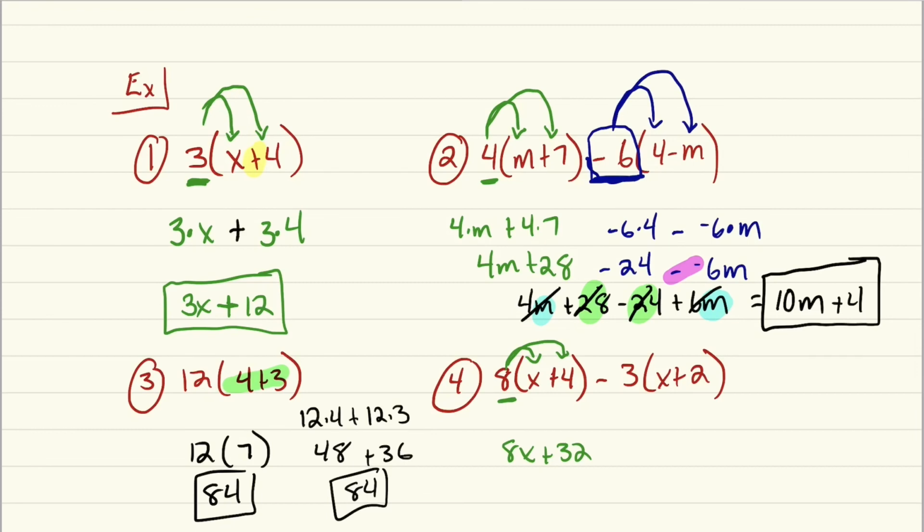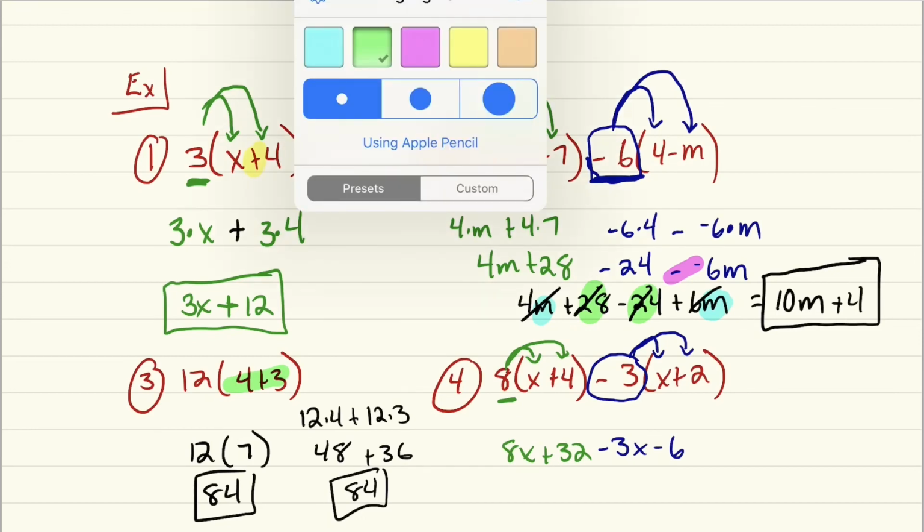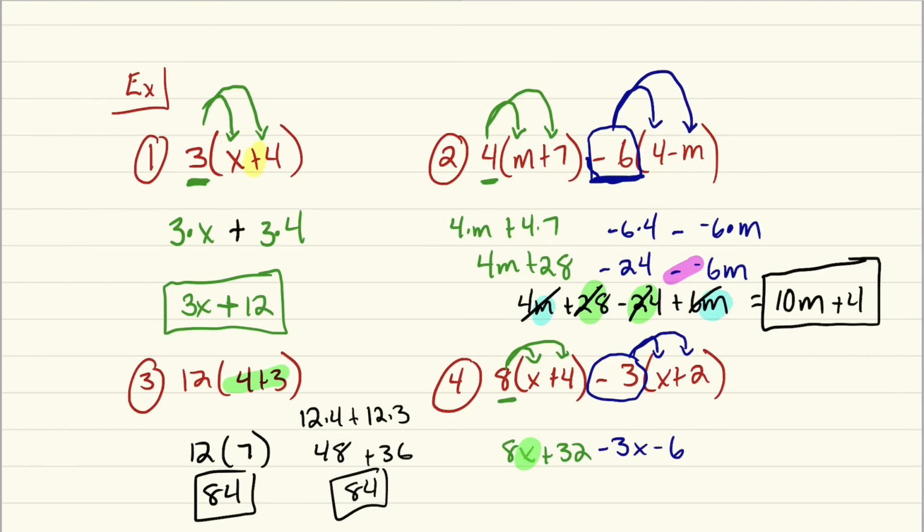The next part here, which is in blue, I'm going to take that whole minus 3 and distribute it. That's going to end up giving me negative 3x. Negative 3 times 2 is negative 6. Then we can combine like terms. Combining like terms, we have our x's here. We have our numbers here. And all we have to do is write our final answer. 8x minus 3x is 5x. 32 minus 6 is positive 26.